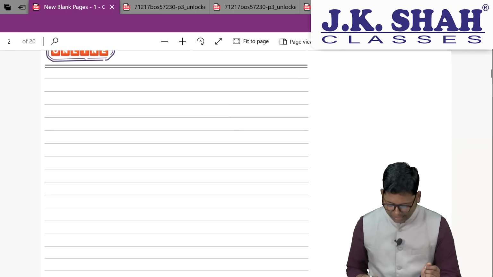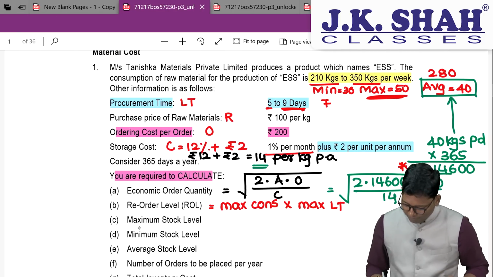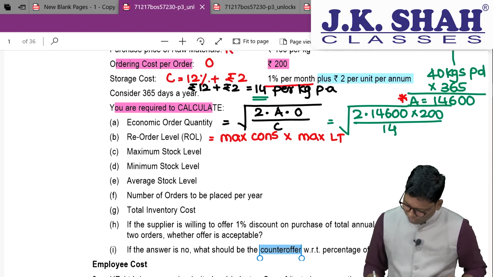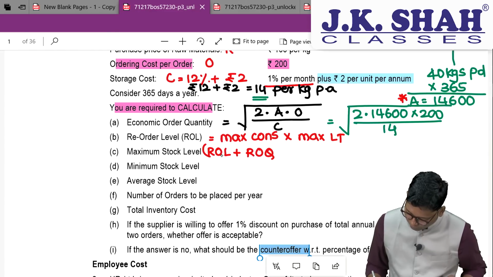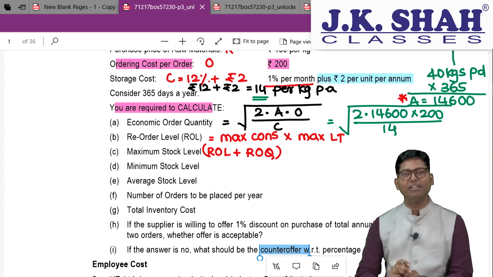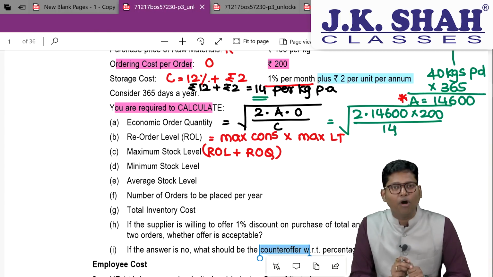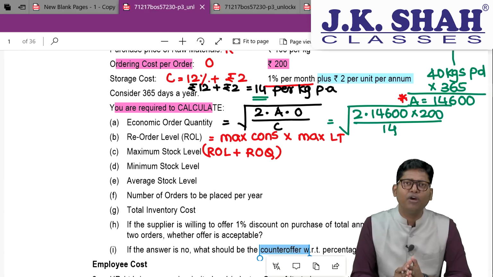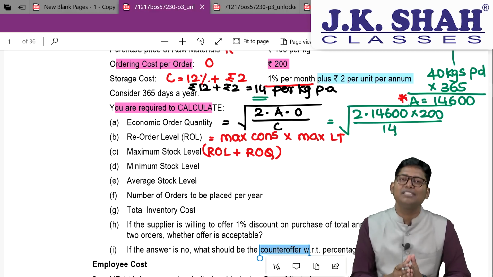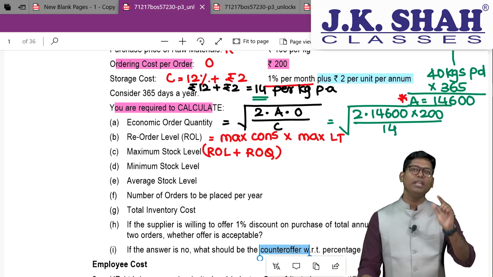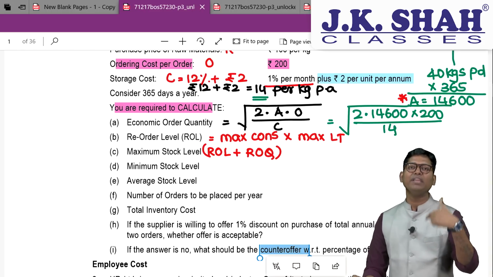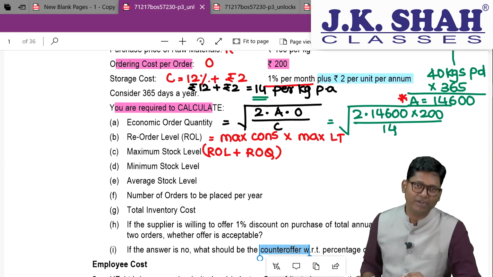Point number C is asking us to calculate your maximum stock level. Whenever you are calculating maximum stock level, for that purpose, very first you should add ROL and ROQ. Sir, what is ROL? It is reorder level, plus ROQ is reorder quantity. Sir, what is the meaning of reorder quantity? Under normal circumstances, reorder quantity is your economic order quantity. It's an order quantity whichever company is following for placing second and subsequent orders.